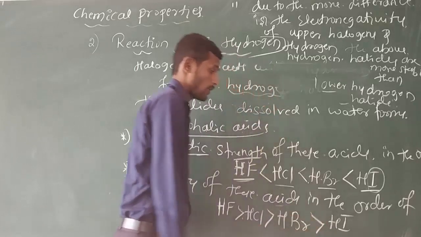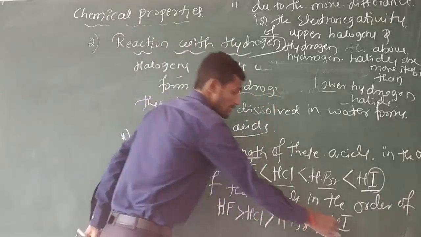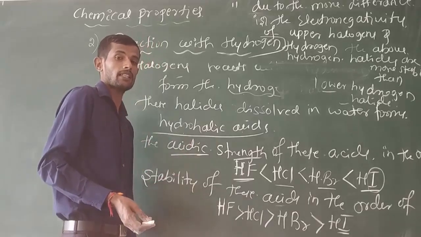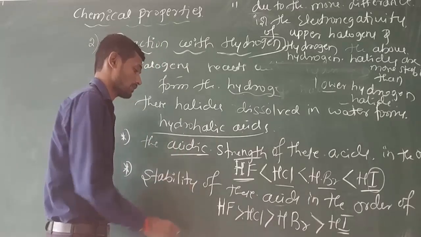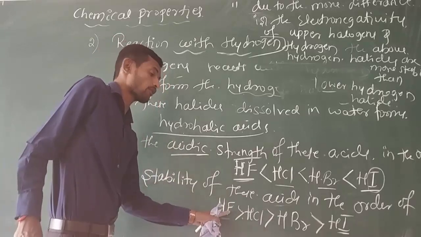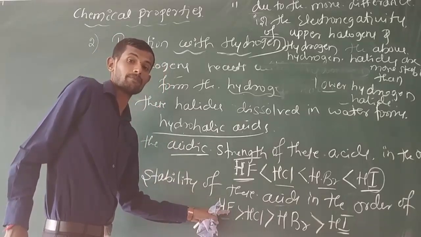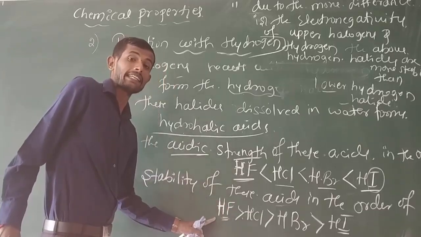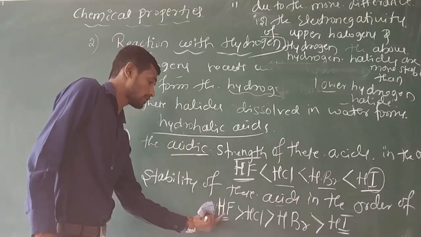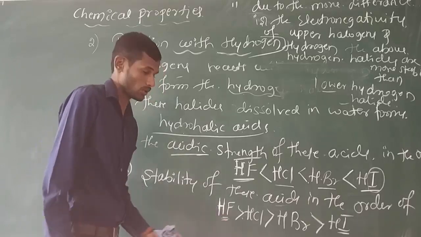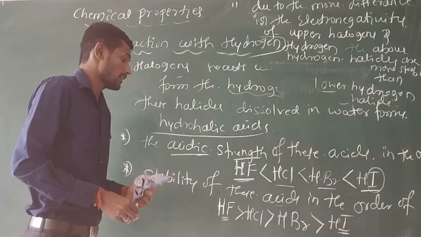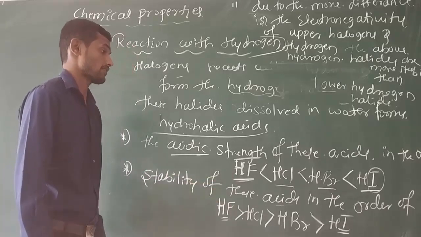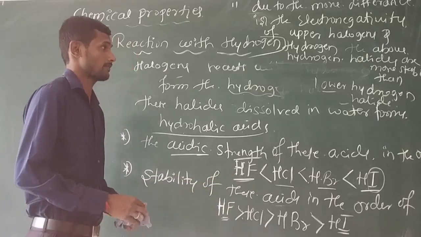When the bond strength goes on decreasing, the size is larger and the force of attraction decreases. In such a case its stability also goes on decreasing. In HF, fluorine is one of the most electronegative atoms. Therefore, it contains high bond strength, so the stability of this one is more. Due to the decrease in the bond strength, the stability of these acids is observed in this pattern.